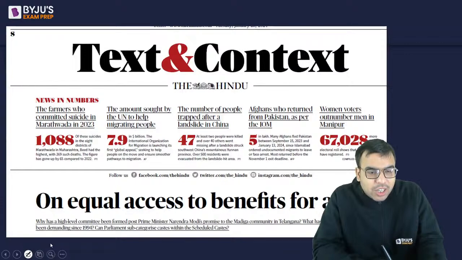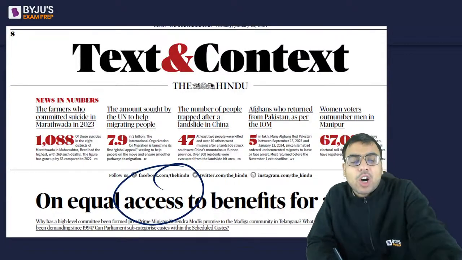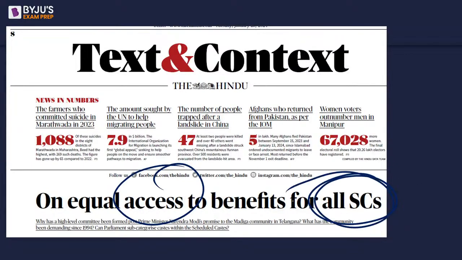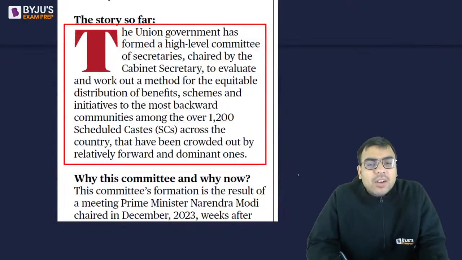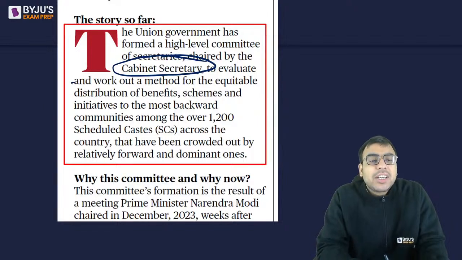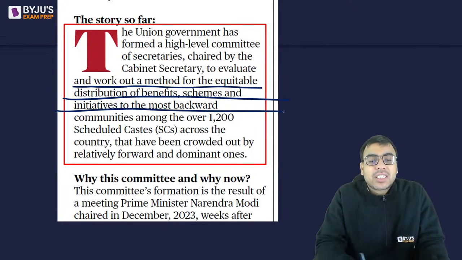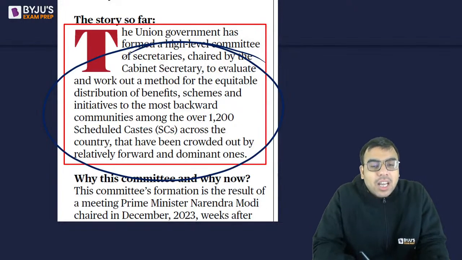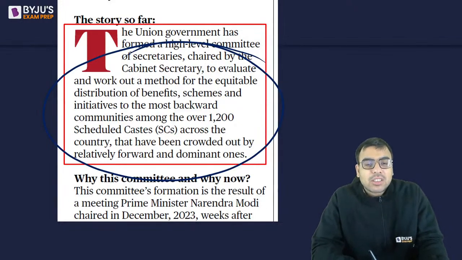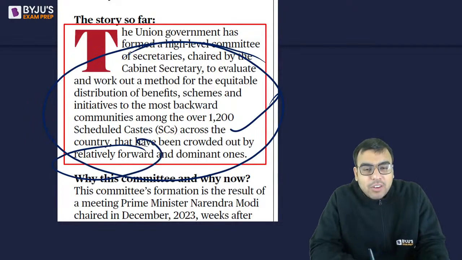"Text and context: on equal access to benefits for all Scheduled Castes." यहाँ पर ऐसी मतलब शेड्यूल कास्ट है. ओके, नाउ सो the Union government has set up a committee chaired by the cabinet secretary to evaluate and work out a method for equitable distribution of benefits, schemes and initiatives to the most backward communities among over 1,200 scheduled castes across the country that have been crowded out by the relatively forward and dominant ones.